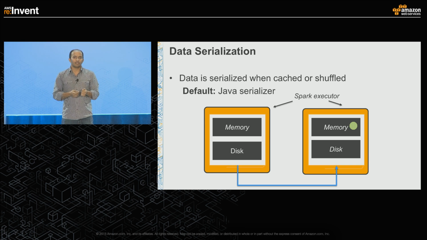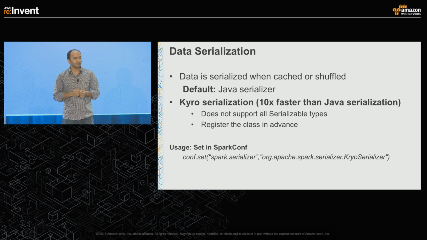In Spark, the default serializer is the Java serializer. There's a faster one called the Kryo serializer that is 10 times faster than the default Java serializer. It is not the default when you launch a cluster because it does not support all the serializer types. And when you write a Scala application, it should be registered in advance with the Kryo serialization. You can enable this using conf.set spark.serializer and enable that.